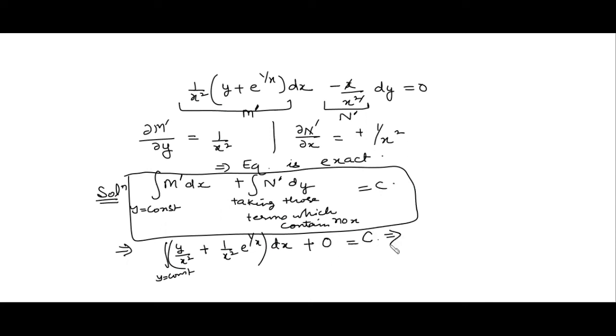Now we can simplify this. The integration of 1 over x square will be minus times 1 upon x, plus the integration of e to the power 1 by x and 1 upon x. We can put 1 by x to be t. We get this is a derivative. So the integration will be e to the power t, that will be e to the power 1 by x. So this is e to the power 1 by x is equal to c.